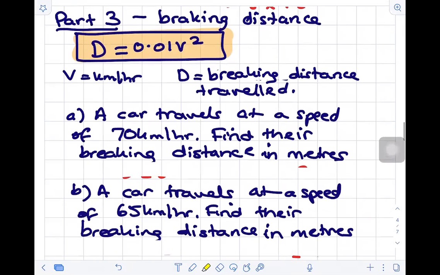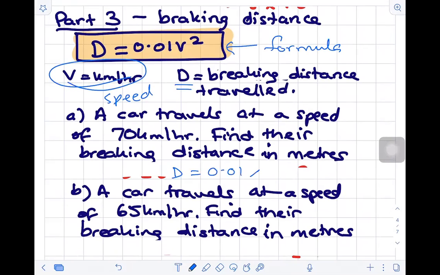All right. So braking distance. You will be given a formula for the braking distance, so you've just got to put it into the formula. Now, the V is the speed in kilometers per hour. The D is the braking distance. The formula is D equals 0.01 V squared. So where the V is, you replace it with the speed. So you go 0.01 times 70 squared, because it's just a matter of substituting the 70, and you end up with 49 meters.